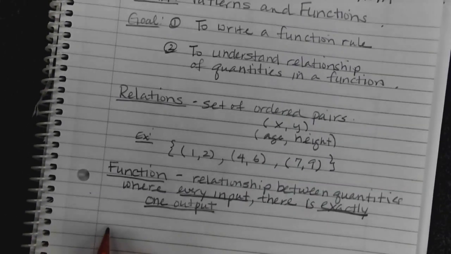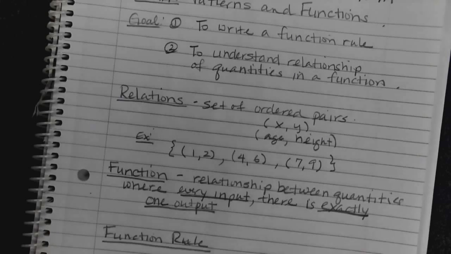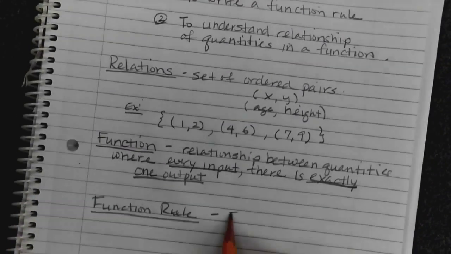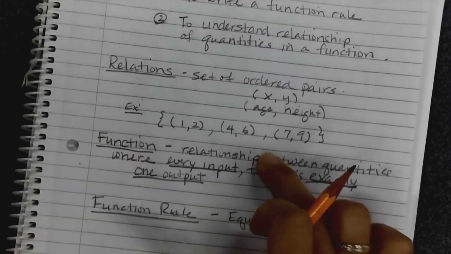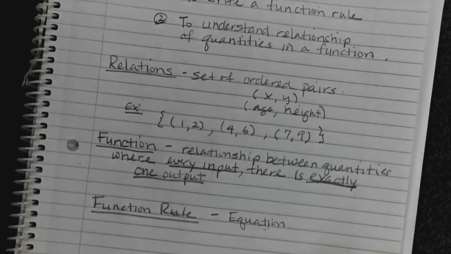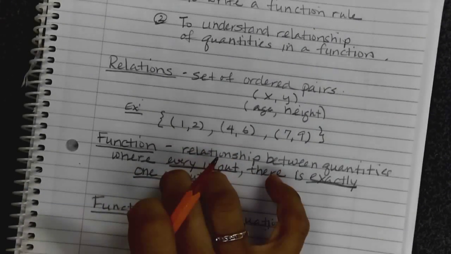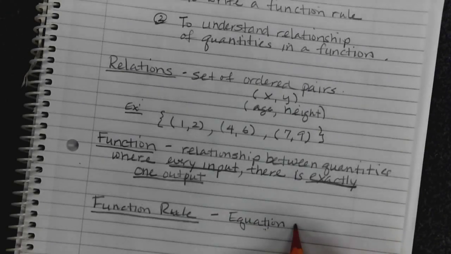So then we also have what's called a function rule. Another word for a function rule is an equation, but it is an equation that is a function. Okay, so this equation has to meet this condition where for every input you get exactly one output. Not every equation is a function. So this is an equation that is a function.